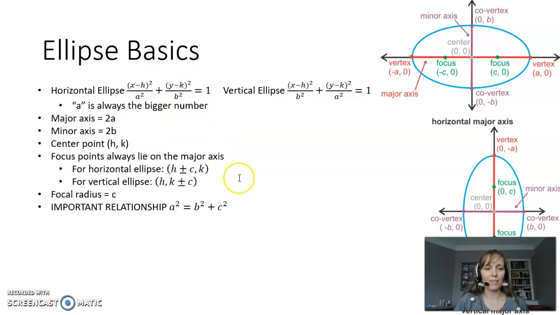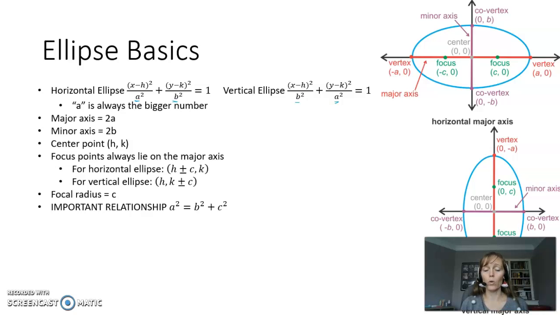So let's talk about these ellipse basics, the things that you need to know. This is really the foundation for how we get started, but it's important to connect it to the image that we're looking at. So in the OMHS, they specifically describe a horizontal ellipse and a vertical ellipse. The main difference is where you notice the A's and the B's are placed in the denominator, and it's important to know that A is always the bigger number.